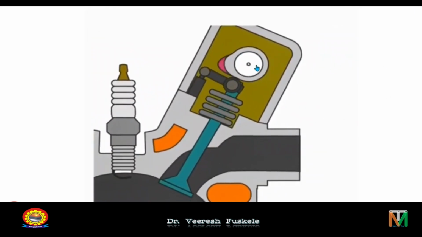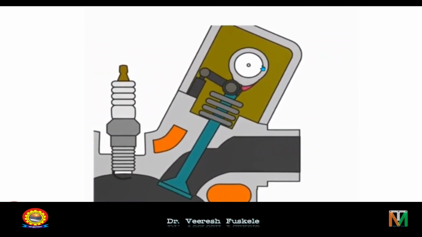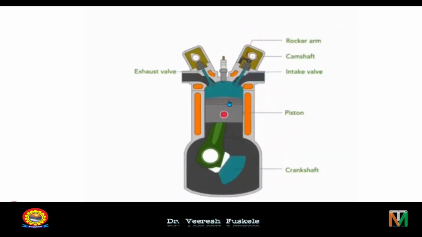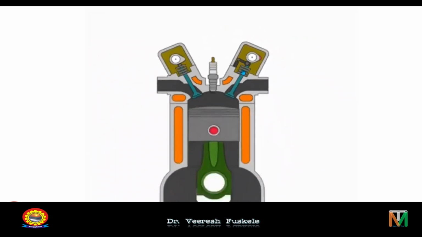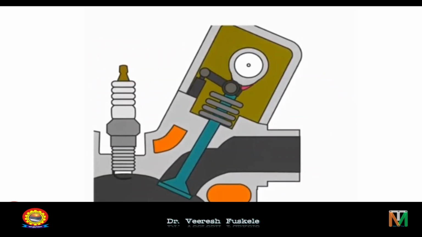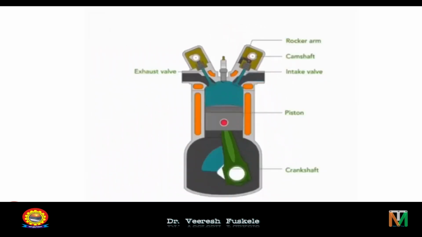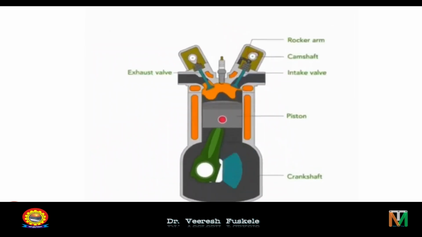This is a camshaft over which the cam is mounted. This is the intake valve. This cam is actuating the opening and closing of the valve. So all these timing operations can be easily incorporated by using CAM and follower mechanism.